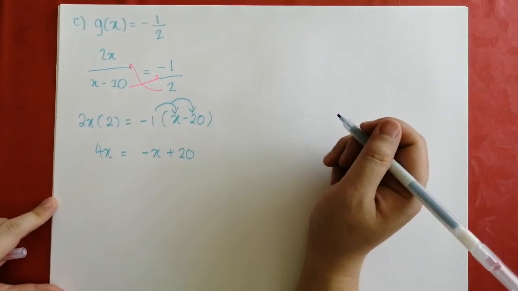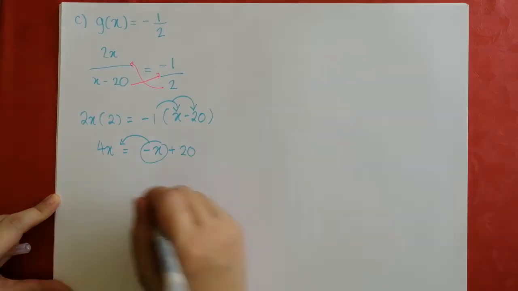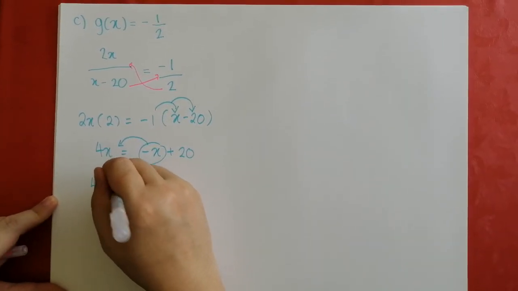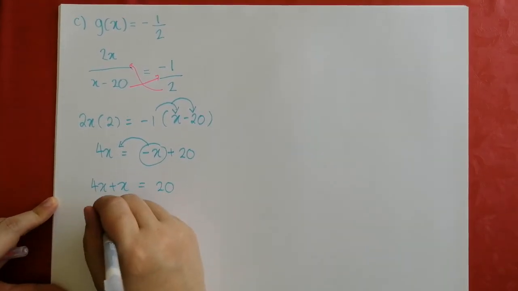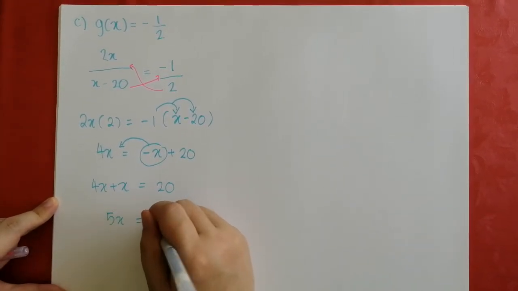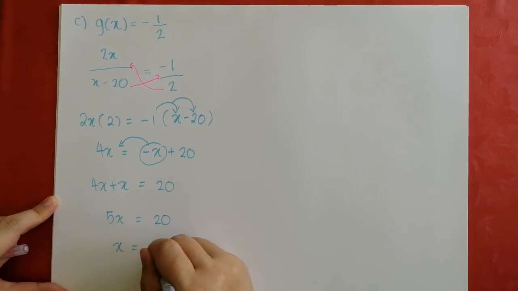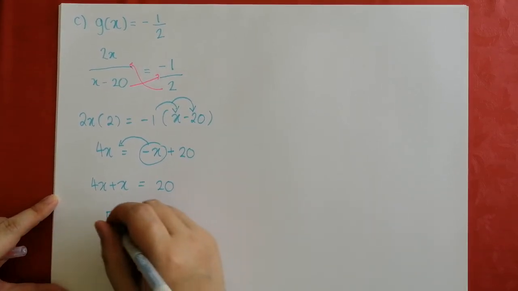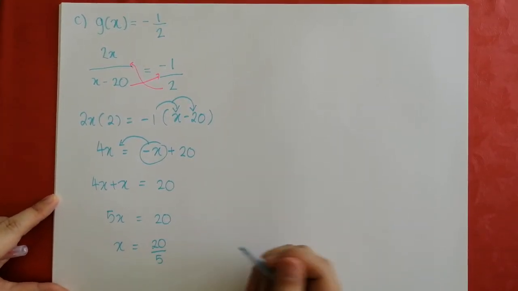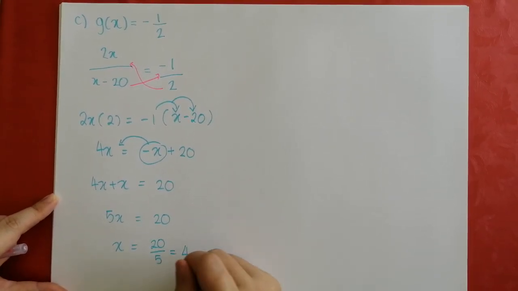Our aim is to find x, so collect all the x on one side. So you have 4x plus x equals 20. 4x plus x is 5x equals 20. Therefore, x is 20 divided by 5. Because 5 times x is 5x, multiplying by 5 on the left, bring to the right, becomes divide by 5. Therefore, the answer is equal to 4.